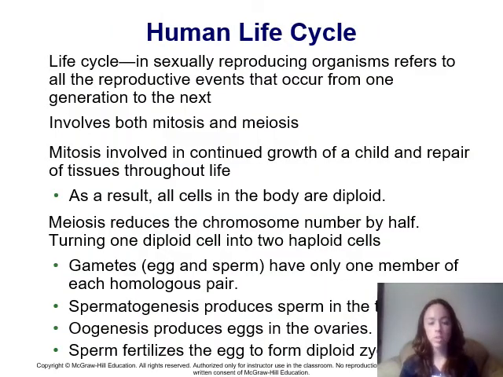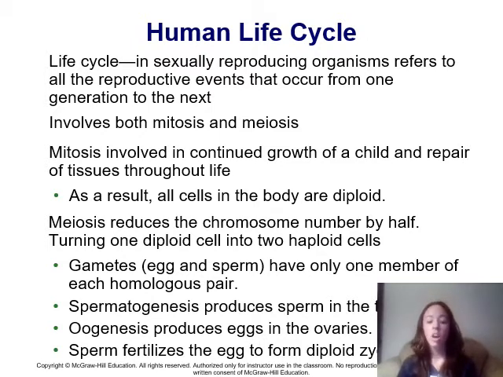So mitosis and meiosis will play an important role in the life cycle of any animal. The life cycle in a sexually reproducing organism refers to all the reproductive events that occur from one generation to the next. Mitosis is involved in the continuing growth of a child and the repair of tissue throughout life. For example, if you cut yourself, your skin cells will undergo mitosis to cover up that cut so that no bacteria can get into your bloodstream and you could potentially get sick.